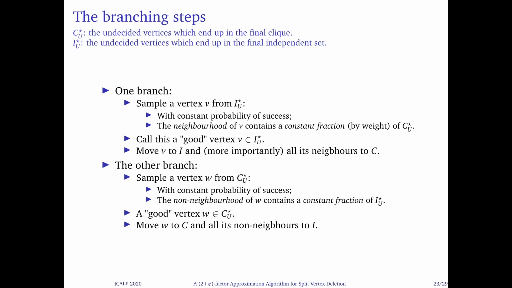We sample a vertex W from C star U with constant probability of success. We want this vertex W to be such that its non-neighborhood contains a constant fraction by weight of the vertices of I star U. So such a vertex we call a good vertex of C star U. If you find a good vertex W of C star U, we move W to C and all its non-neighbors to I.